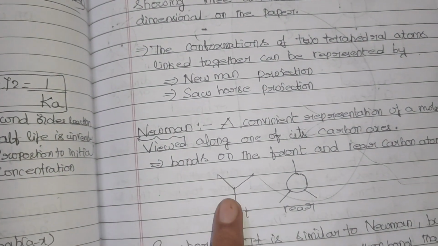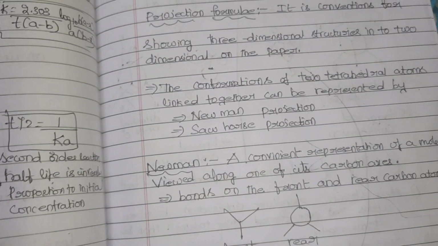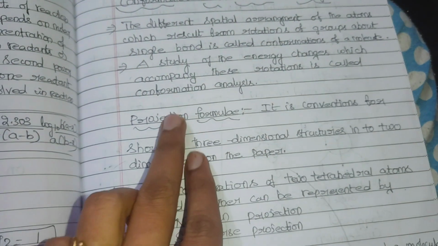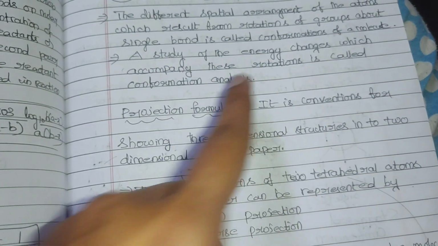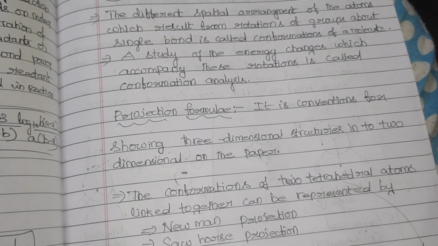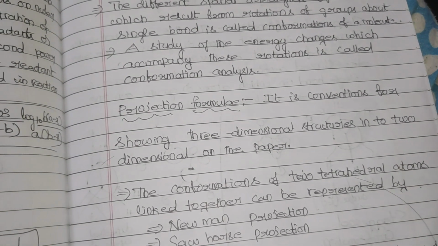For example, if you see here, there is a rotation of groups around a single bond. It is called conformation, and the study of the energy changes which accompany these rotations. When these rotations are happening, there will be a change in the energy. So the study of this is conformational analysis.